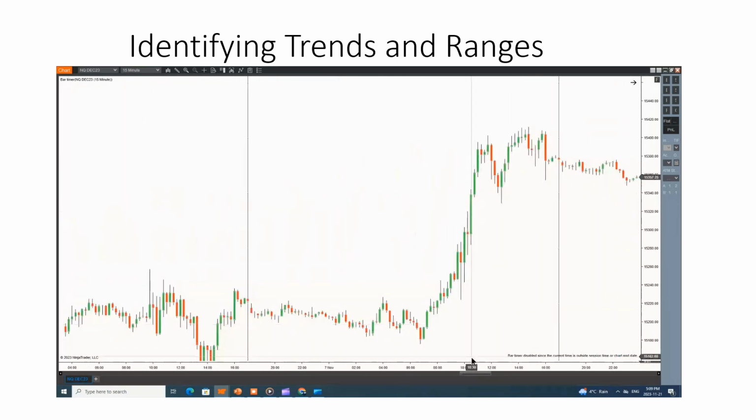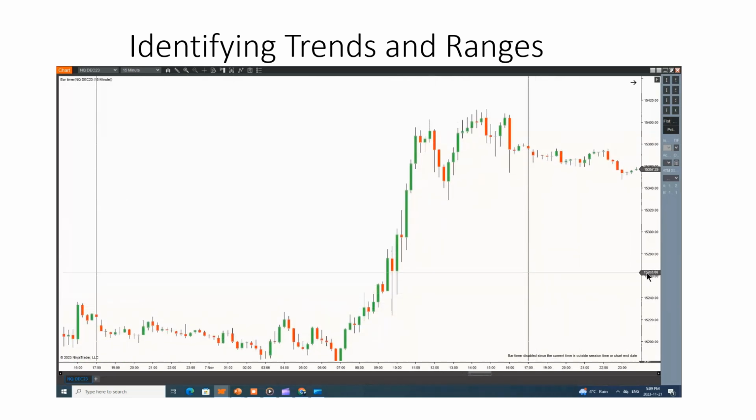So, identifying trends. You guys know the first criteria; we'll talk about an uptrend first. The criteria of an uptrend: if the last two bars are of green color, then the trend is up. Okay.